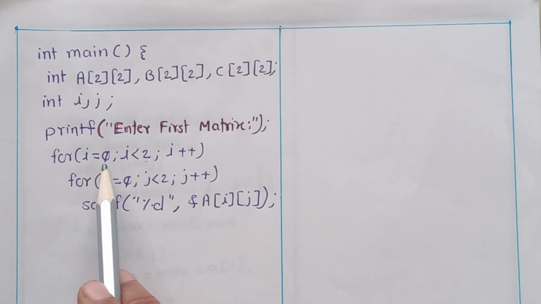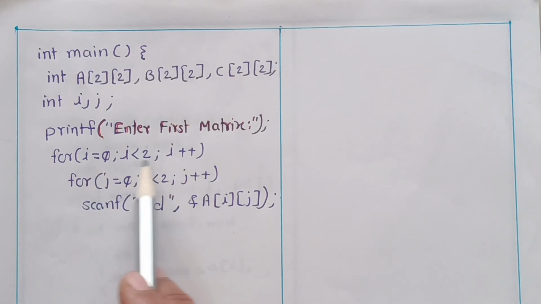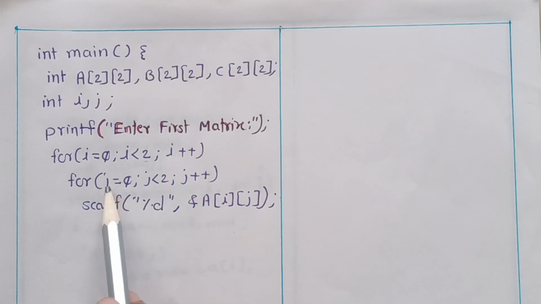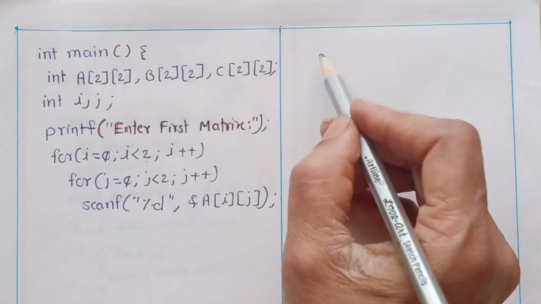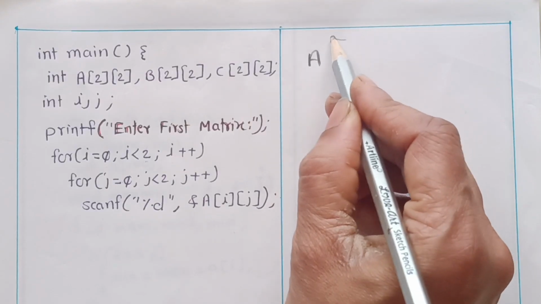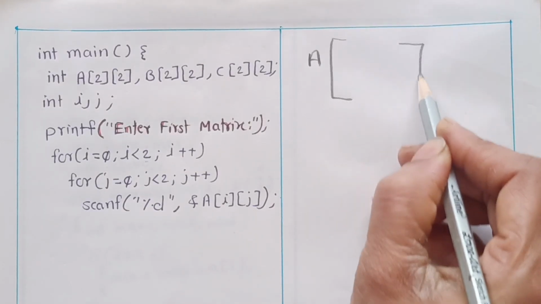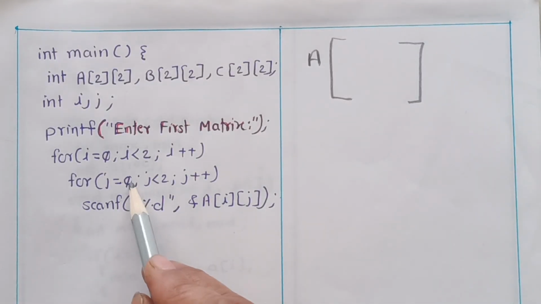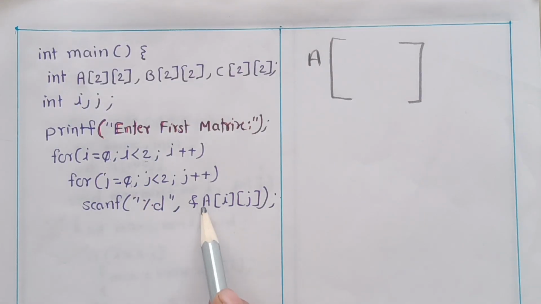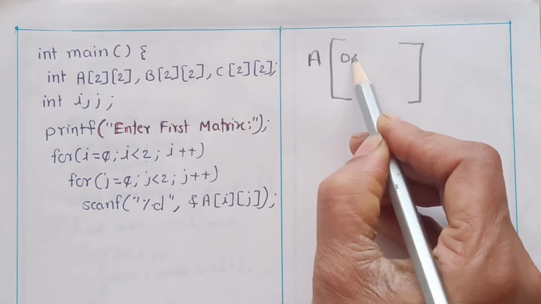Okay, so i equal to 0 to 2 we are applying a for loop here, and one more for loop we are taking from 0 to 2. Okay, so we are reading A of i j. So see this A matrix, first i is 0 and j is also 0 here. So A of 0 0, this one we are reading.